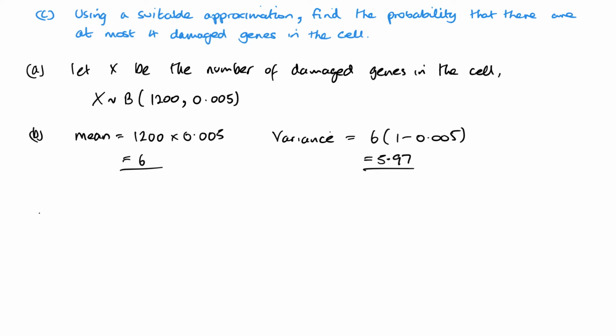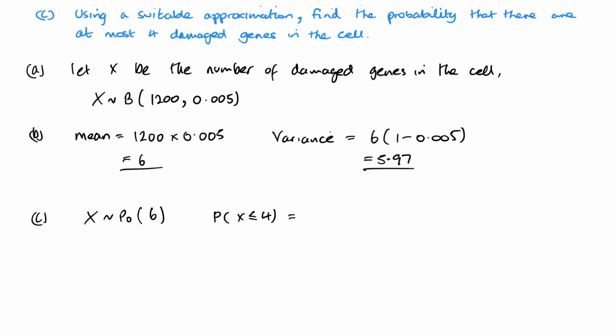And then finally in part C, using a suitable approximation, this is going to be Poisson, isn't it? Find the probability that there are at most 4 damaged genes in the cell. So I think I'm just going to keep it with X in this one. Let's call it Poisson, lambda is going to be 6. At most 4 damaged, so that means we're looking at less than or equal to 4.